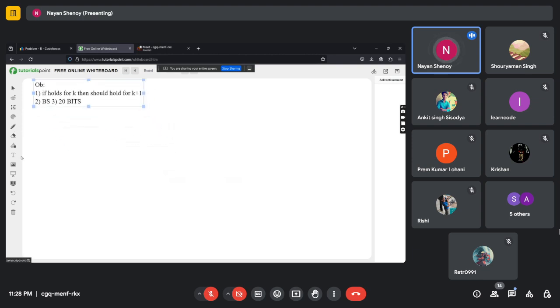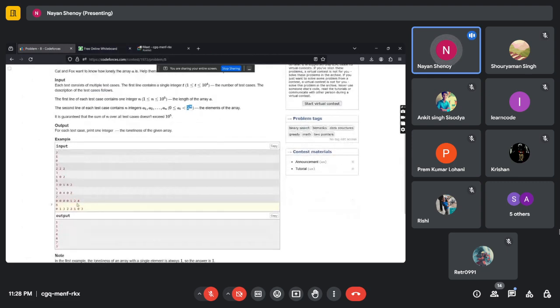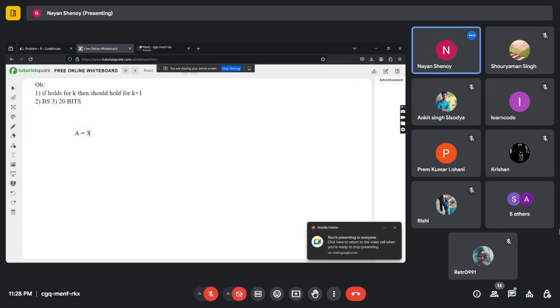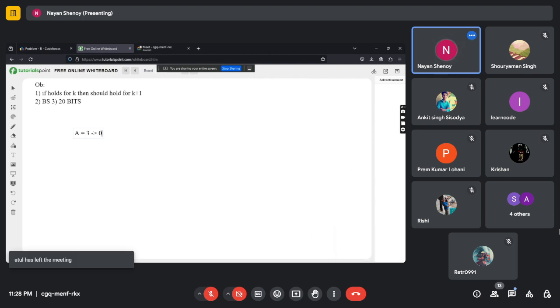So now I'll take one example here. Let's say I have a random number here, let's say element 3. Now, what I want to do is express the element 3 as bits, which in our case will be 0, 1, 1. Okay. Now, how I'll do this, I'll explain.